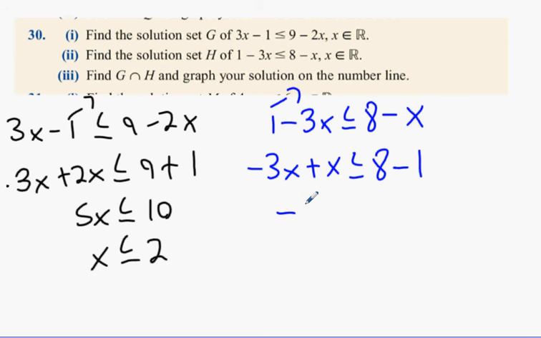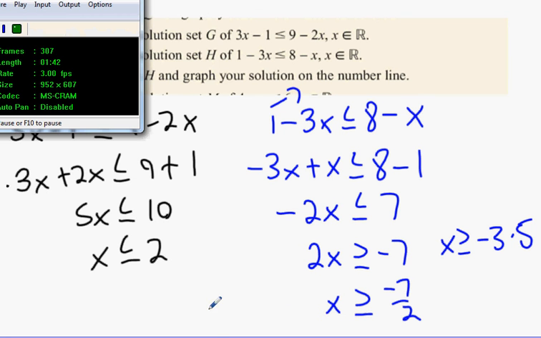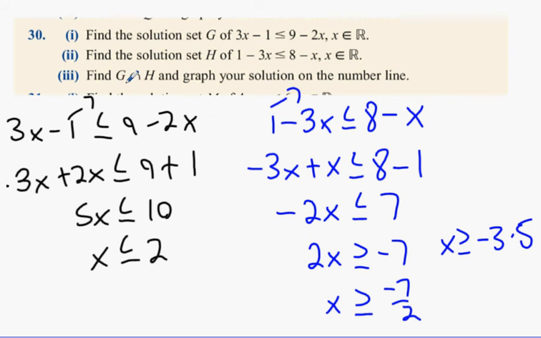We're going to get minus 2x less than or equal to 7. I'm going to multiply both sides by minus 1. What happens when I multiply both sides by minus 1? Just swap that around. Then I'm going to say x is bigger than or equal to minus 7 over 2, or it's the same thing as minus 3.5. Has anyone got any questions? Thomas?